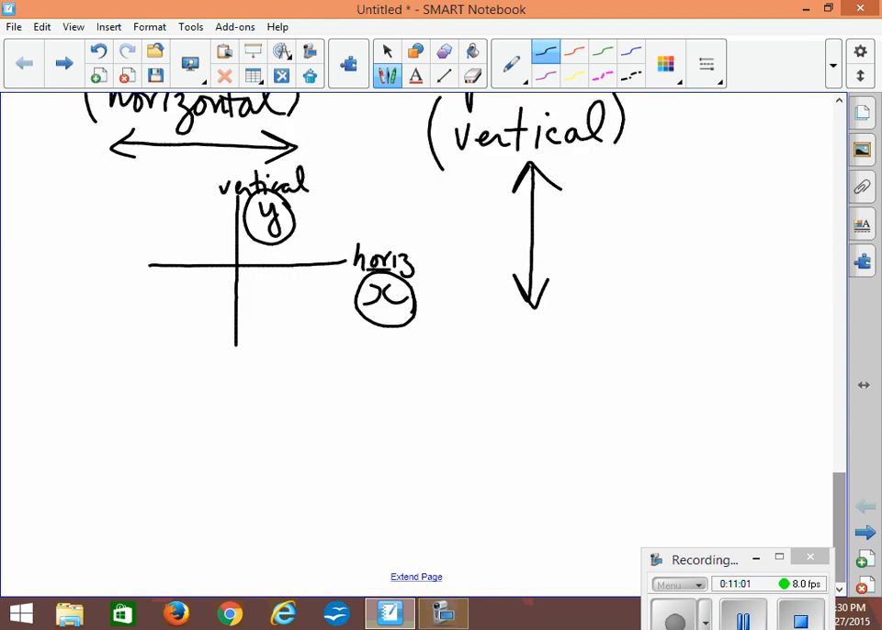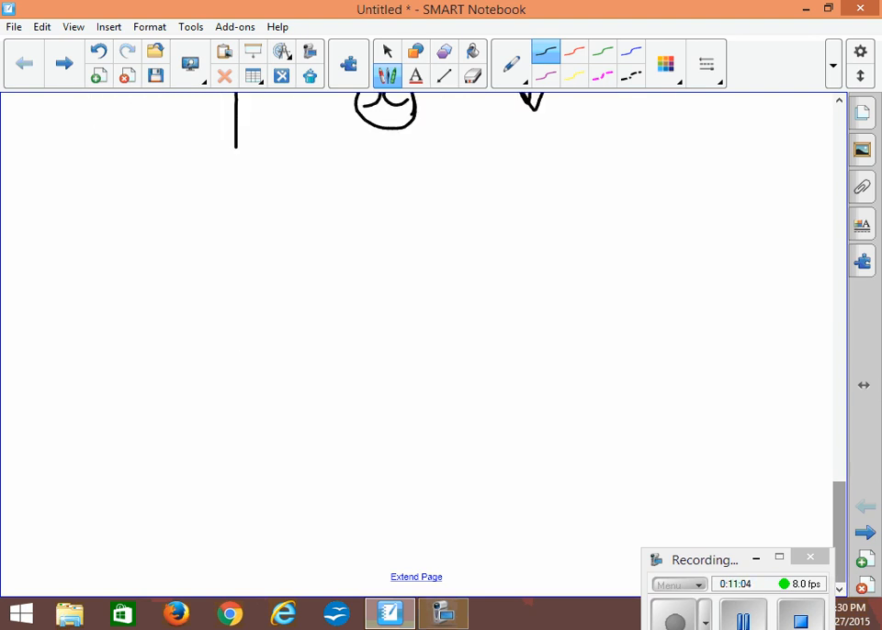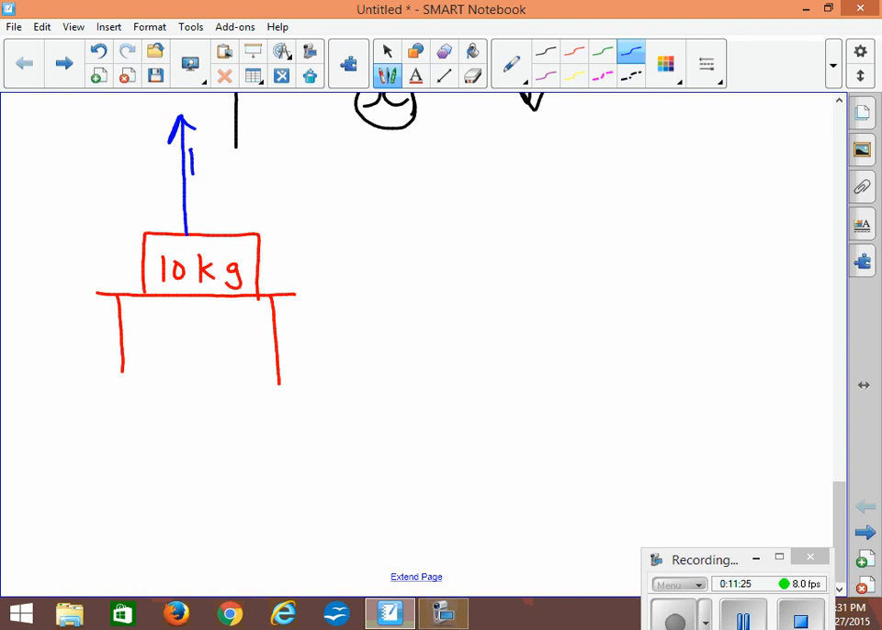So, let's go back to our picture. And let's color code it slightly differently. Let's draw our picture again. There's our table. And here's our box. And I think the box was 10 kilograms. In the blue, I'm going to draw only the up and down vertical forces. So here we have the force of the table. And the other one was the force of gravity.